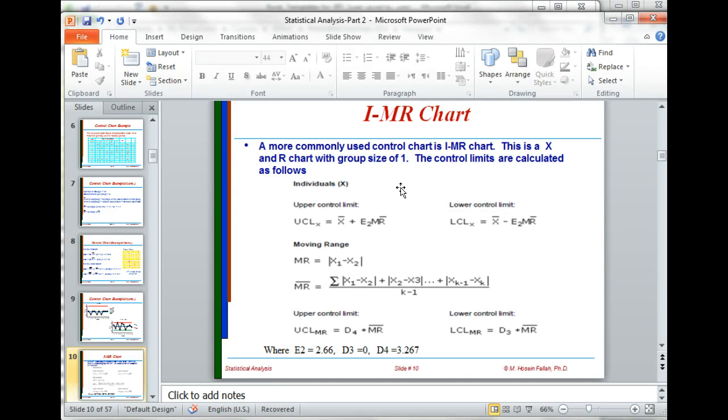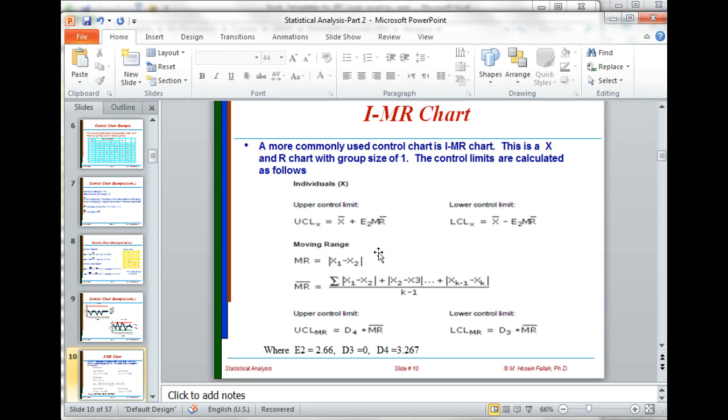Now if you use the size of 1, then we're getting an I and moving range chart, which again, similar to previously, we need to calculate some values for the control limits of the I chart and the control limits of the moving range. For the I chart, the individual X's, which are the individual values, you get the mean value of that, plus E2 times MR bar. Again, this is a factor available in any SPC book, and I've shown it here at the bottom. It is always going to be 2.66 for the IMR chart. So you multiply that, and then we have the average of the data points minus the same amount for the lower control limit.